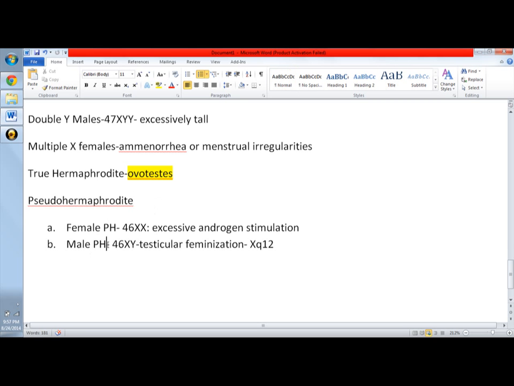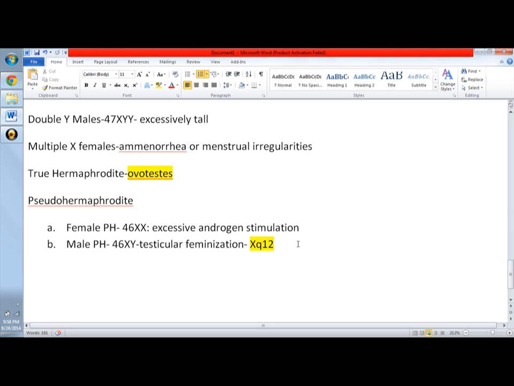For the phenotypically male rather, you have a 46XY karyotype, but the gonads are exclusively testis. However, the external genitalia are either ambiguous or completely female, with testis but with defects in androgen receptors. I put here the long arm of the chromosome X, region 1 band 2. This is actually the location of the gene encoding the androgen receptor.